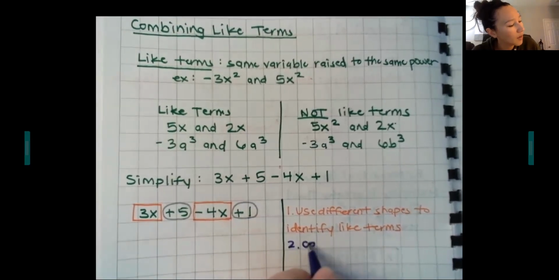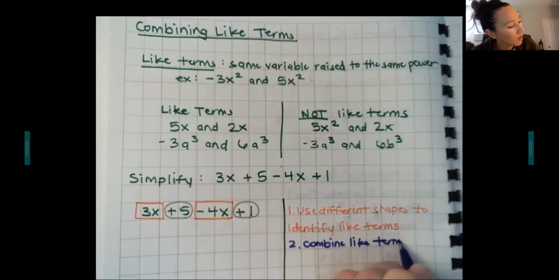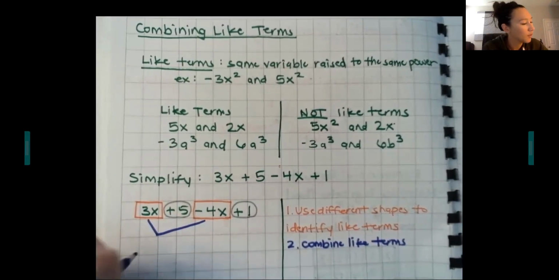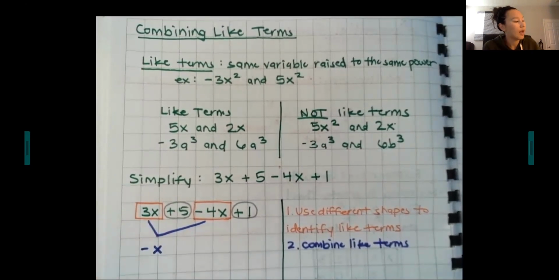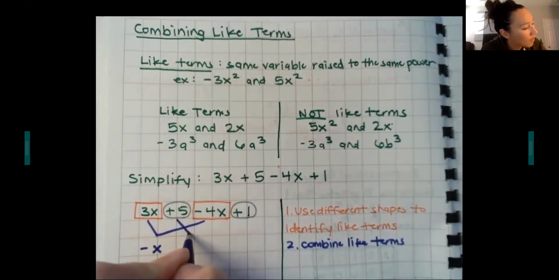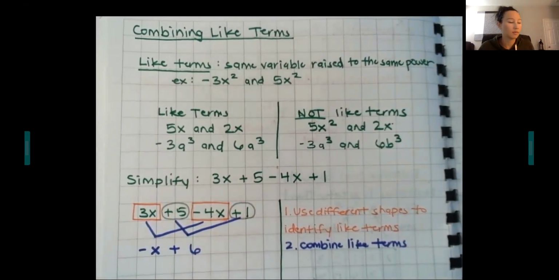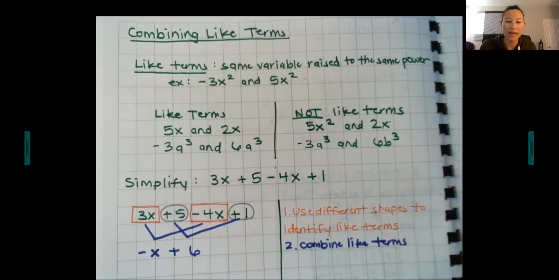So then step 2, now we are going to combine like terms. So we can combine 3x and negative 4x, which combines to negative x. And then we can combine 5 plus 1, which is a positive 6. And that's it. So the hardest part is just identifying them, knowing which ones you can combine and which ones you can't.